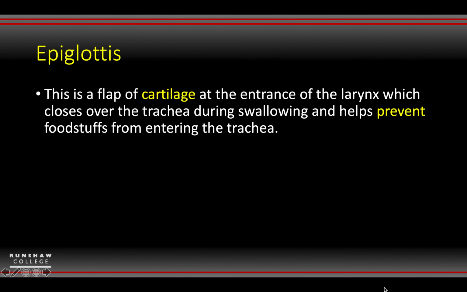The epiglottis. Now this is like a flap of cartilage just at the top of the larynx, which will close over the trachea. So when we swallow, this cartilage will close. And this basically prevents any food that you eat entering the trachea, which can effectively then choke you.